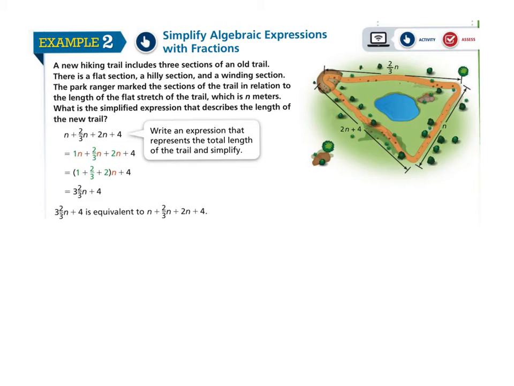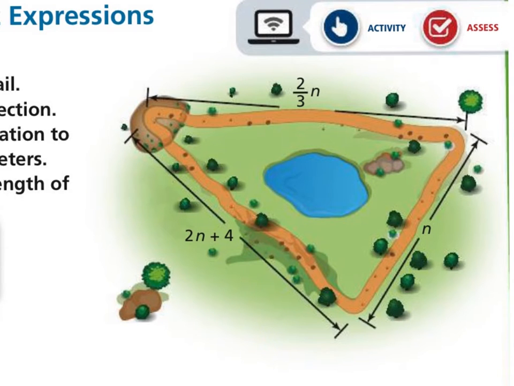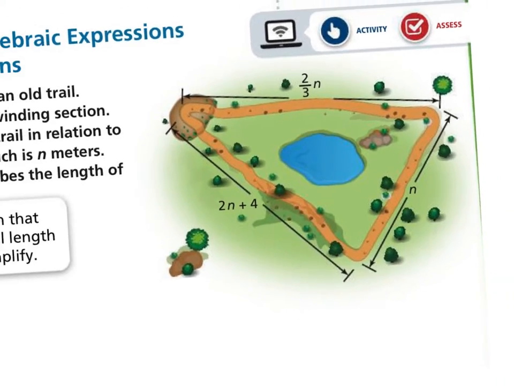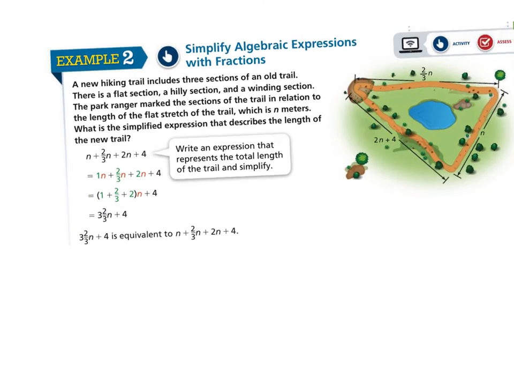Going back to example 2 on page 163. It says a new hiking trail includes 3 sections of an old trail. There is a flat section, a hilly section, and a winding section. The park ranger marked the sections of the trail in relation to the length of the flat stretch of trail, which is in meters. What is the simplified expression that describes the lengths of the new trail? Okay, so you can see on the picture here we've got n, 2n plus 4, and 2/3 n. So we're trying to find the total length of this trail. So we're just going to add those together.